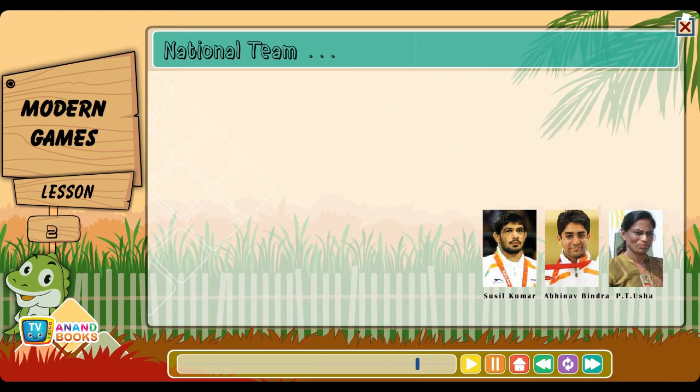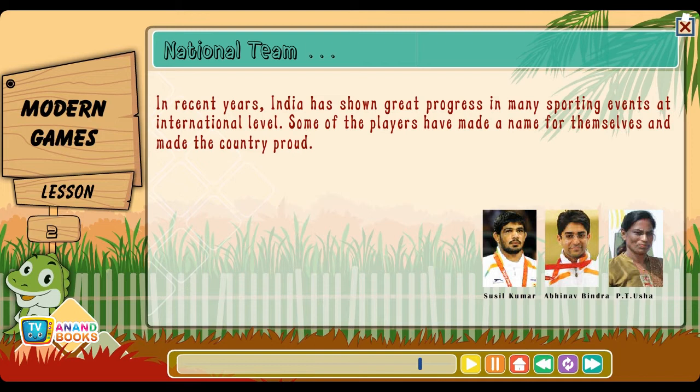In recent years, India has shown great progress in many sporting events at international level. Some of the players have made a name for themselves and made the country proud.